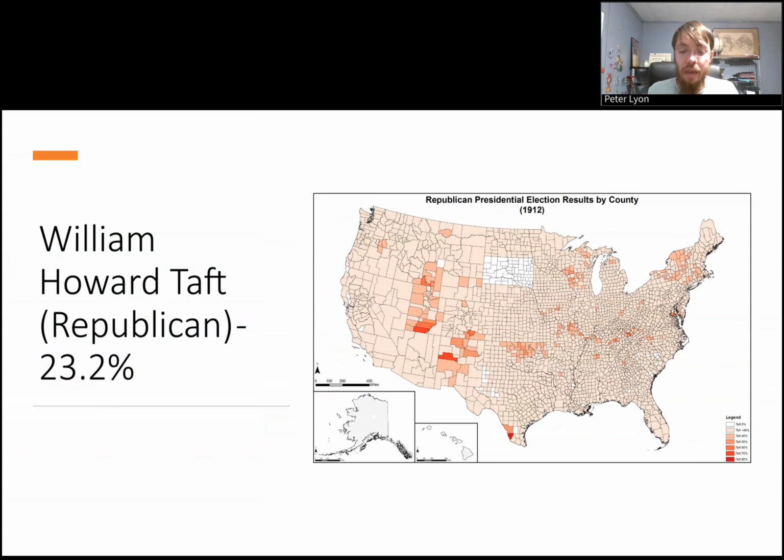Then you have William Howard Taft, who is going to get 23% of the vote. This is a pretty terrible showing for the sitting president of the United States. He's only going to win, I believe, 2 states outright. He splits the vote with Roosevelt. In South Dakota, the Republican Party actually just nominates Roosevelt, who's on the ballot. So Taft's not even on the ballot there.